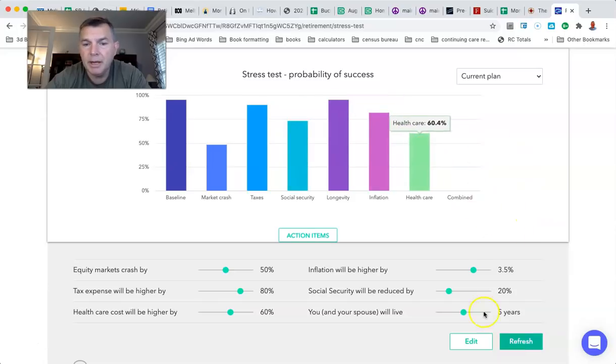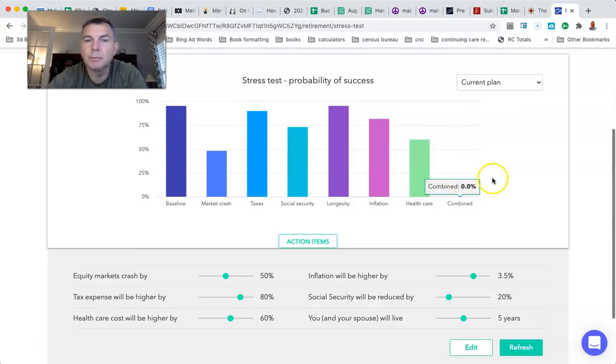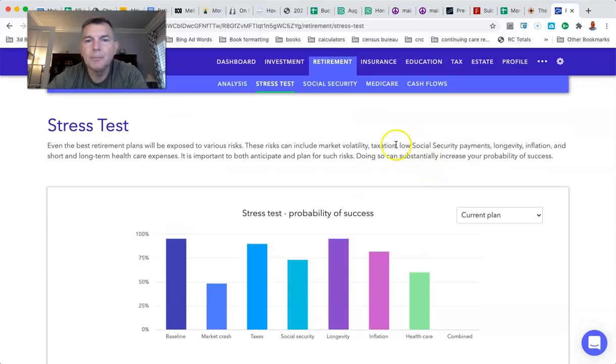If all these things combine, healthcare goes up by 60%, taxes go up by 80%, equity markets crash by 50%, and Social Security is reduced by 20%, then they're running out of money. Well, they're not running out of money, but they are running out of liquid assets. They still have Social Security, but that's where that 0% comes in. All right, hope that makes sense. So let's go back to cash flow. They're just not running out of money here.